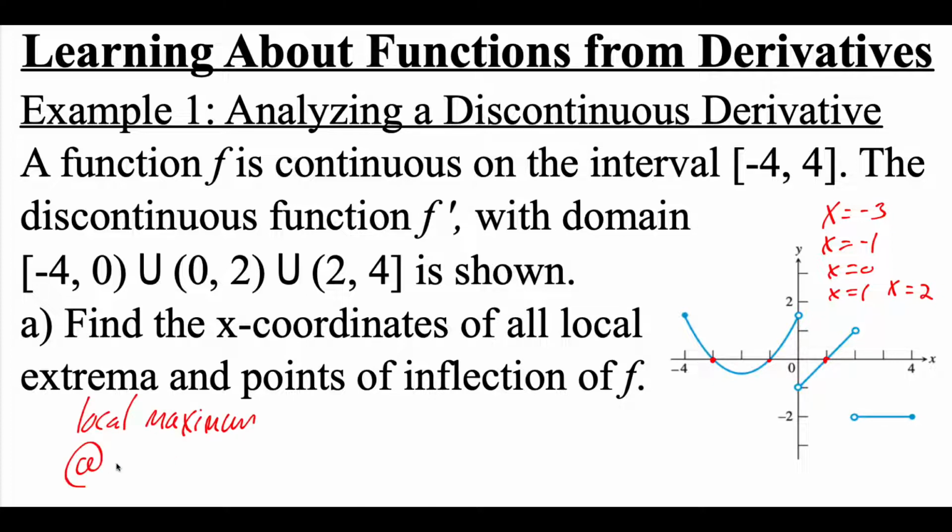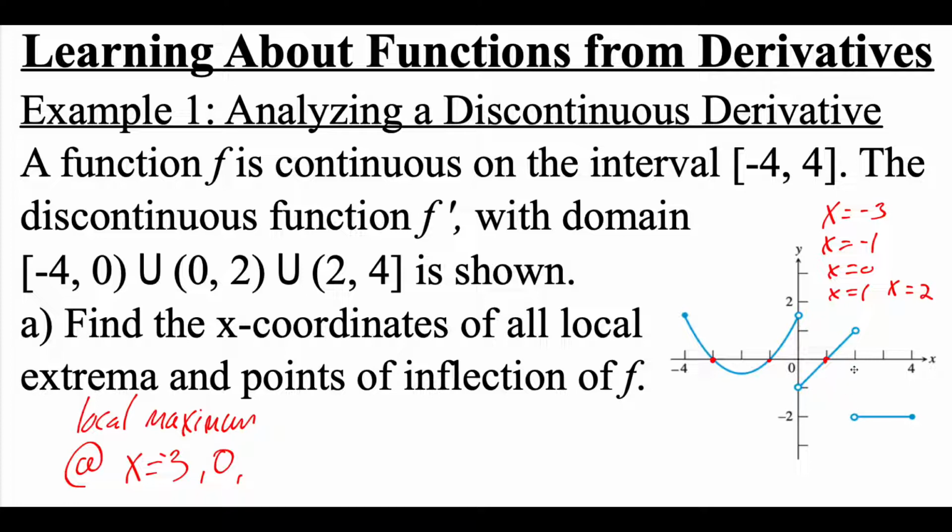And there's a few places where that happens on our graph, starting with -3. On the left-hand side, it's positive. On the right-hand side, it's negative. So that has a local maximum at -3. But also, as we look at this x value of 0, it was positive on the left-hand side, but negative on the right-hand side. So that also is going to give us a local maximum there.